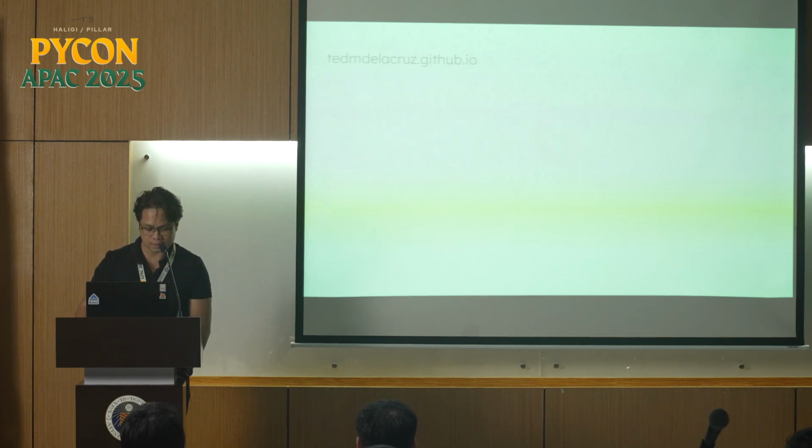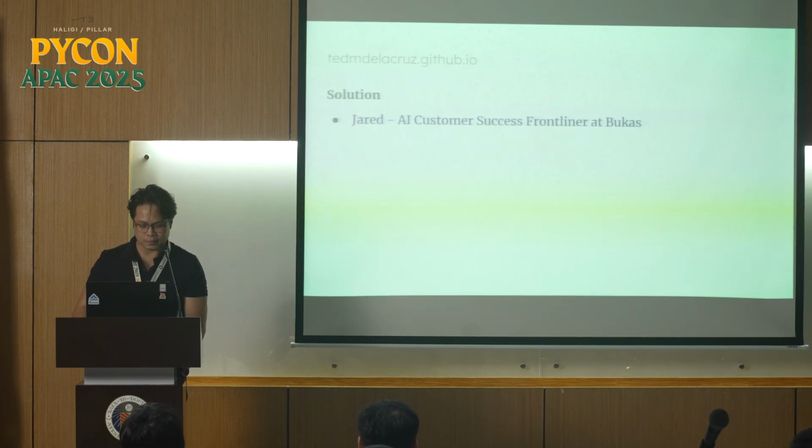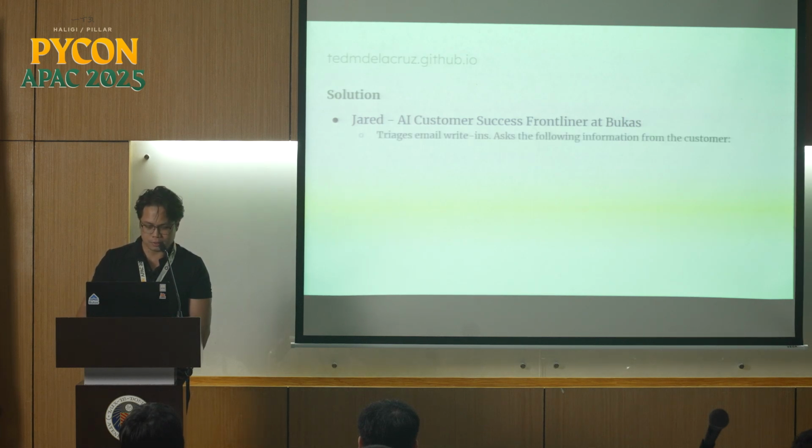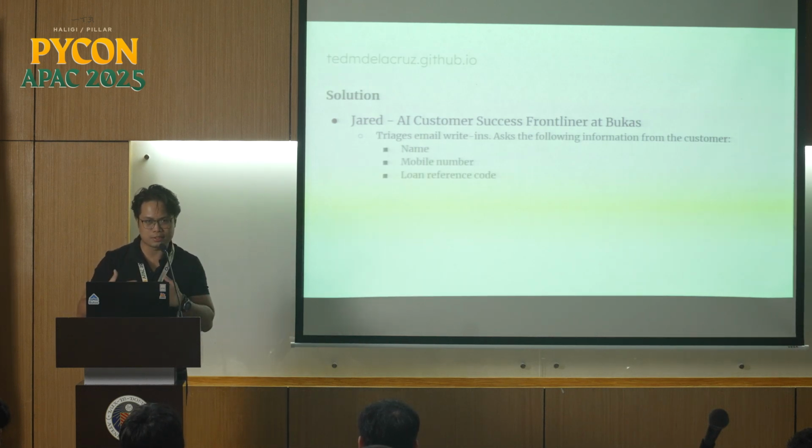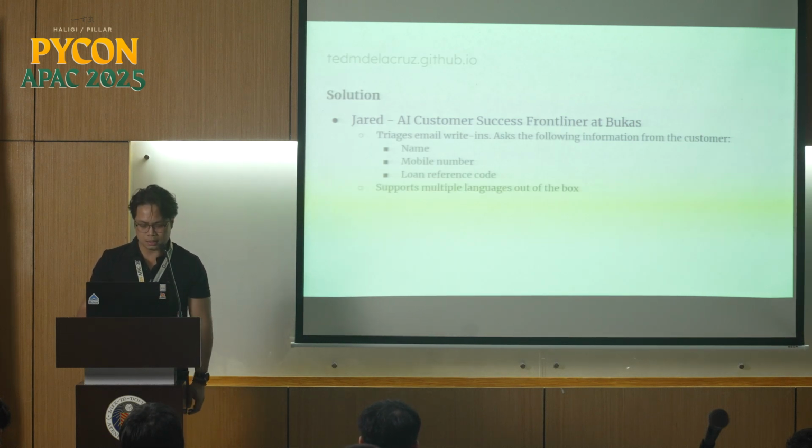To solve that, we implemented an AI frontliner at Bukas. We call him Jared. Jared triages email write-ins. He asks for the name, mobile number, and the loan reference code, which drastically reduces the back and forth between us and our customers. Out of the box, Jared supports multiple languages. We need support for English, Tagalog, Taglish, Bisaya, and Hiligaynon, because we're all over the country.